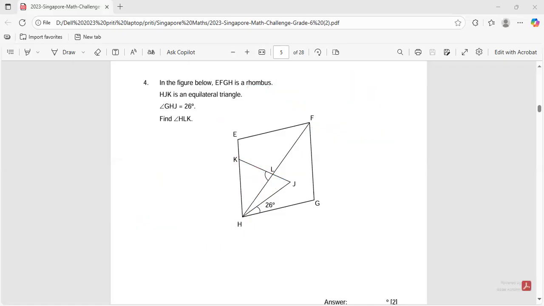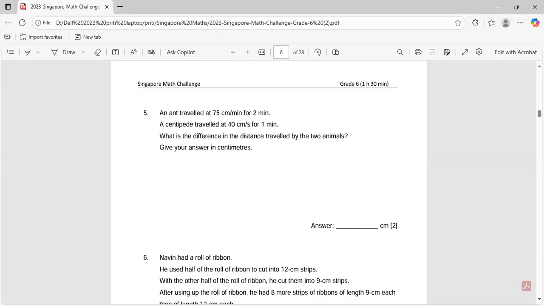Let's move on. Question number 5. An ant traveled at 75 centimeters per minute for 2 minutes. A centipede traveled at 40 centimeters per second. Always check the units of measurement whenever you're doing these kinds of questions. So a centipede traveled at 40 centimeters per second for 1 minute. What is the difference in the distance traveled by the two animals?